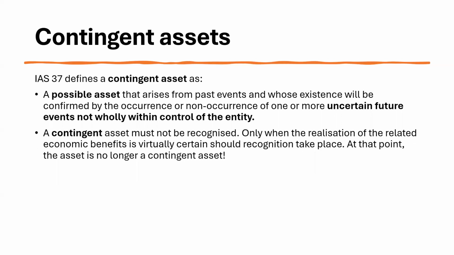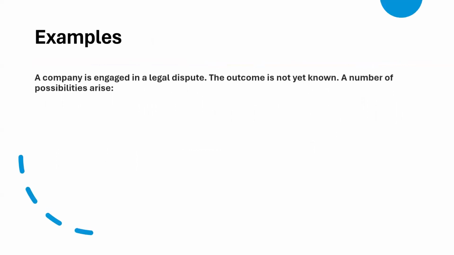Okay? So a contingent asset must not be recognized at all. Only when the realization of the related economic benefits is virtually certain should recognition take place. At that point of recognition, the asset is no longer a contingent asset. Another standard chips in. Okay? Let's look at the examples.